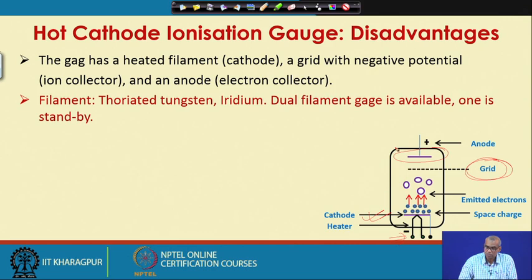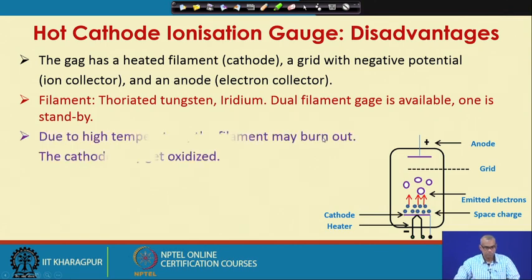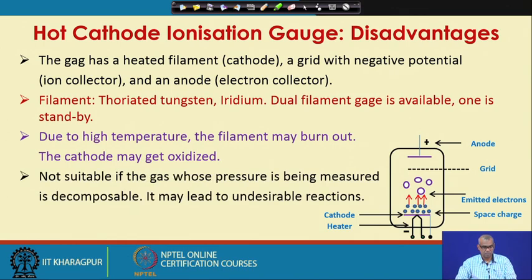There are certain gauges which have two filaments. In that case, one is usually spare or standby. Thoriated tungsten means you have thorium in tungsten filaments. Due to high temperature, the filament may burn out and the cathode may get oxidized. The hot cathode ionization gauge is not suitable if the gas whose pressure is being measured is decomposable.